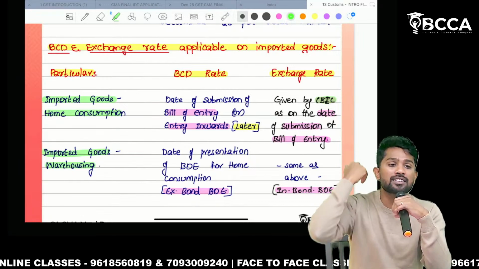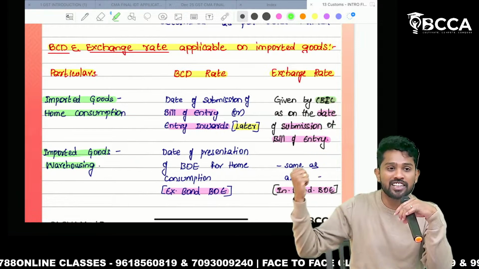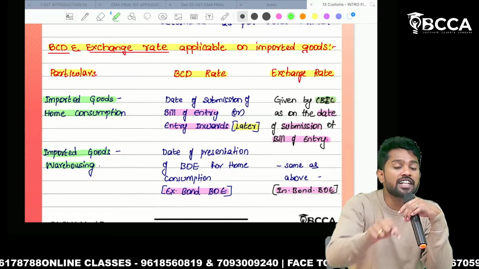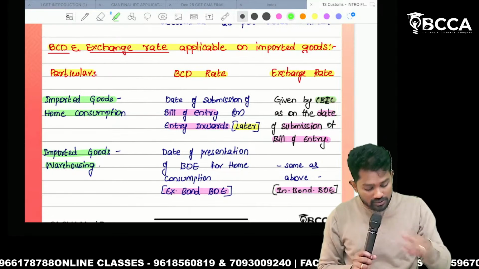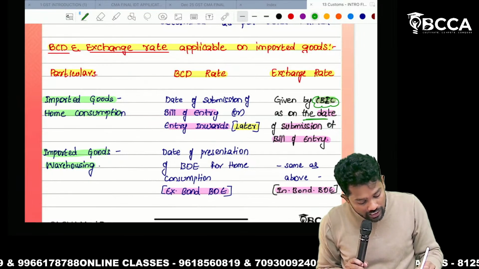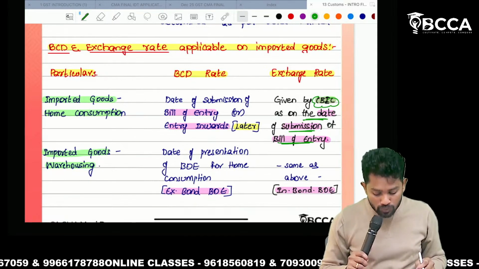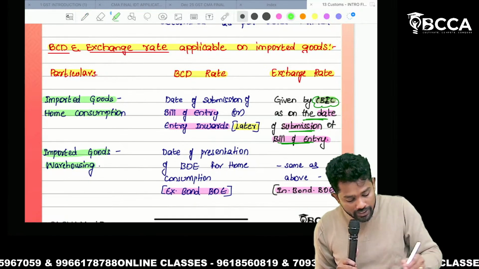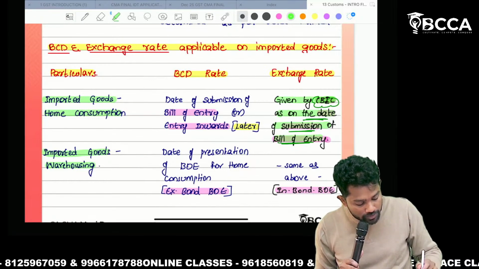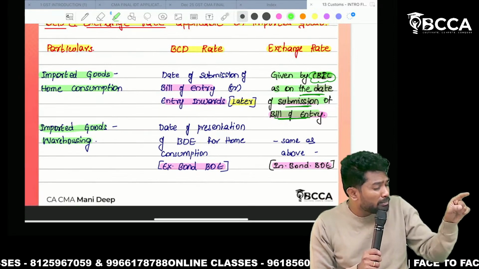In the question he may say RBI exchange rate, SBI exchange rate, FEMA exchange rate; all those are irrelevant to you. Which exchange rate is relevant? The exchange rate given by CBIC on when? As on the date of submission of bill of entry. Imported goods, home consumption: take the rate given by CBIC as on the date of submission of bill of entry.